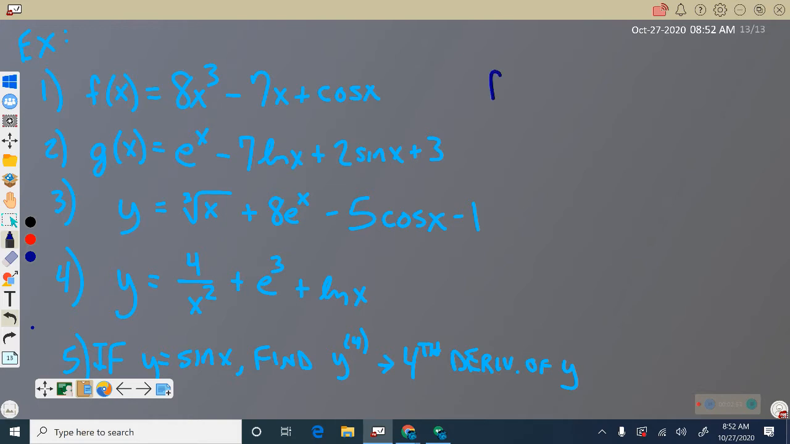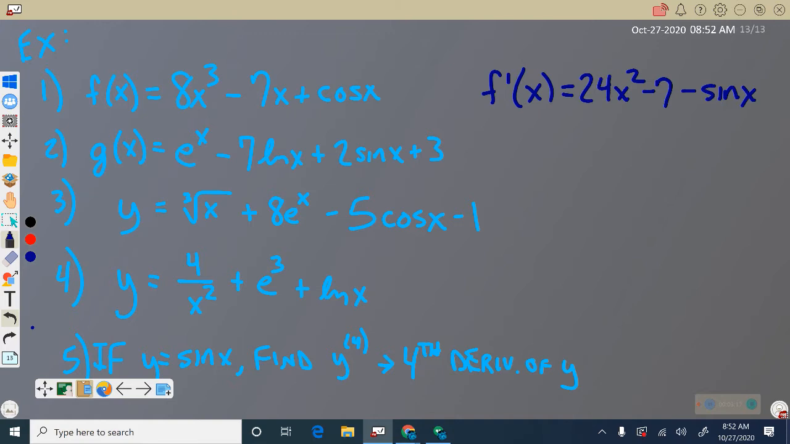So this first one, we find f prime of x. Do each one on its own. The derivative of 8x to the third, well, we've done that. That's 24x squared. Minus 7x, this becomes minus 7. And the derivative of cosine, we said, has to be negative sine of x.